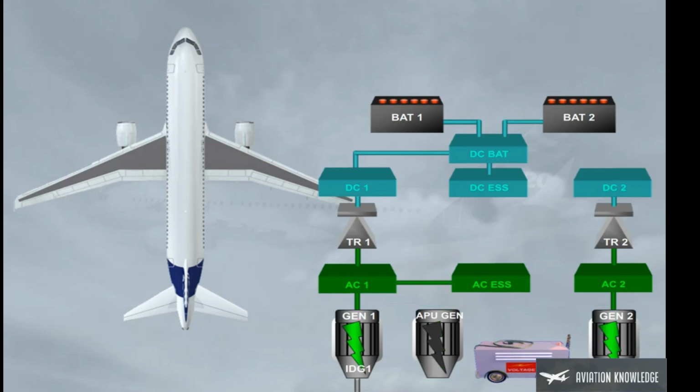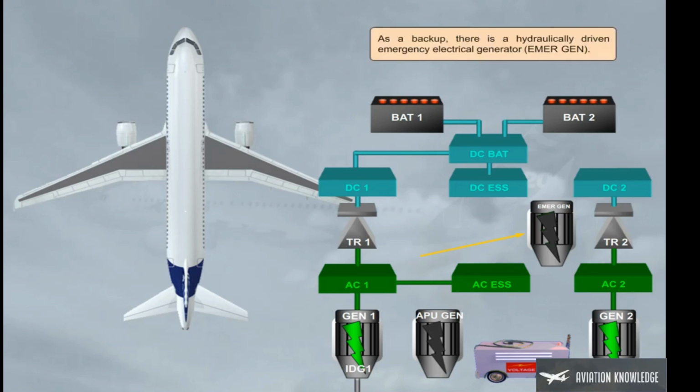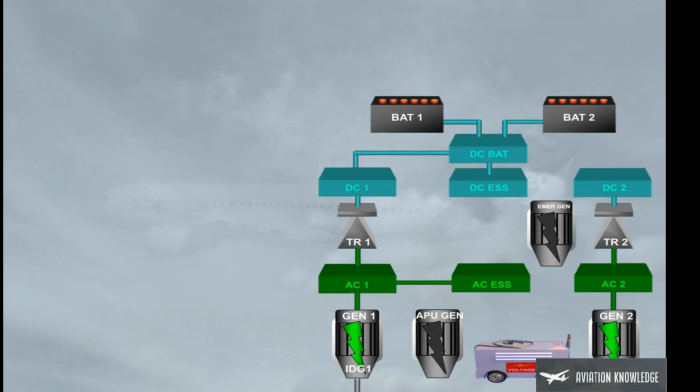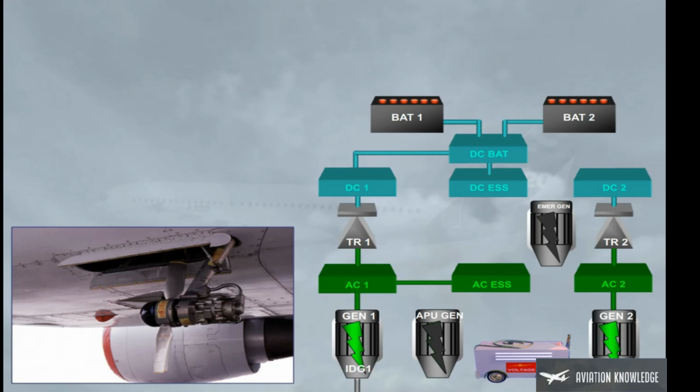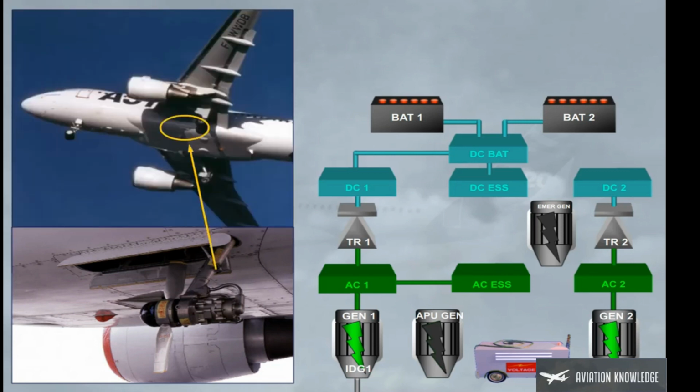As a backup, there is a hydraulically driven emergency electrical generator, Emergen. The hydraulic power to drive the emergency generator is provided by a ram air turbine, RAT, located in the belly fairing, which extends in case of severe electrical or hydraulic failures.